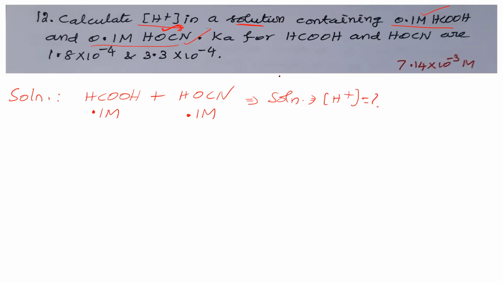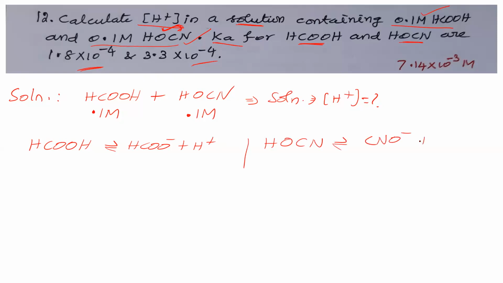Here Ka is given. Ka for formic acid is given as 10 power minus 4, and Ka for HOCN is also given as 10 power minus 4. Therefore both are weak acids with almost equal Ka values. Both are weak acids, so they will undergo partial ionization. Formic acid undergoes partial dissociation to give formate ion and H plus ion. Cyanic acid undergoes partial dissociation to give cyanate and H plus.